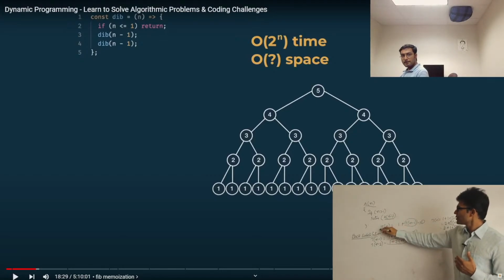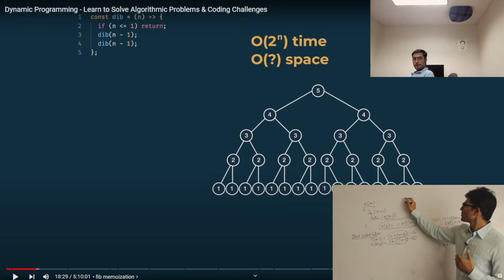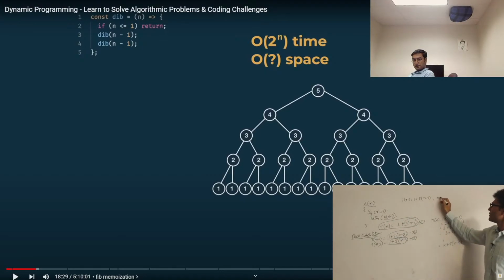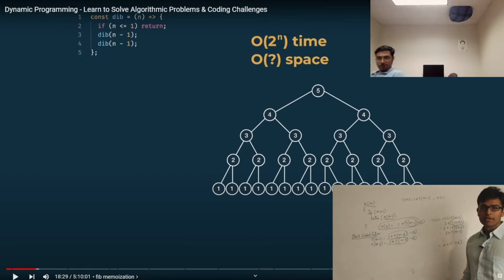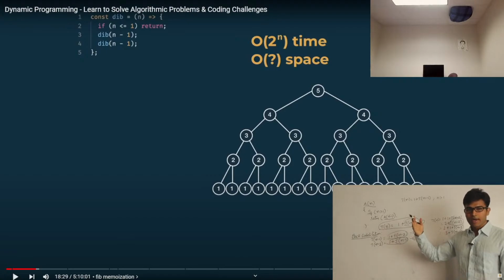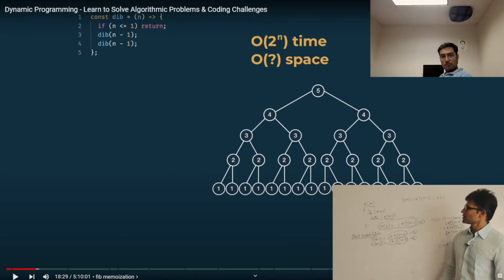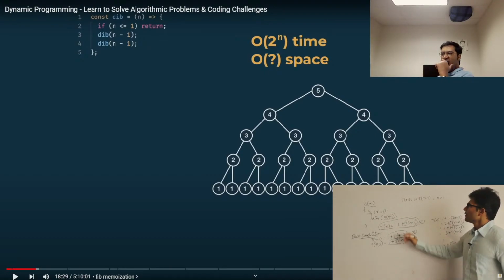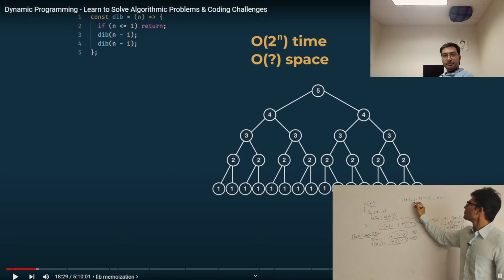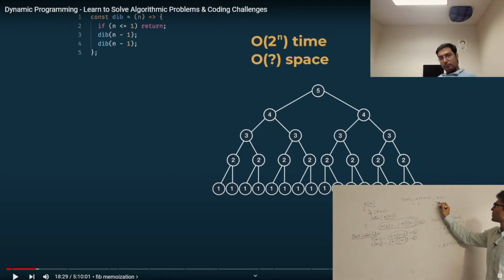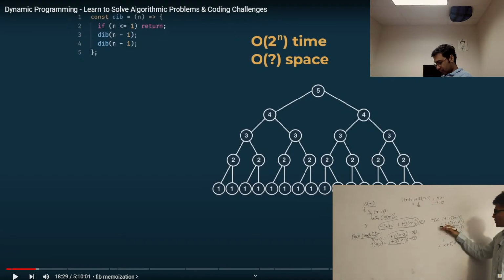This equation, t of n equal to 1 plus t of n minus 1, is valid only when n is greater than 1, isn't it? Then what happens if n becomes 1? N starts from a very large number and gradually decreases, and at some point it reaches 1. Whenever it reaches 1, we simply stop. This is called the anchor condition, base condition or stopping condition, which stops the recursion.